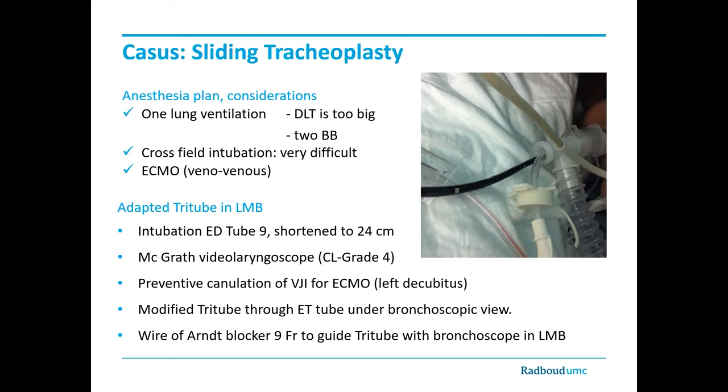But we used an adapted Tritube and avoided the use of ECMO. We first intubated the patient with a size 9 tube and shortened it to 24 centimeters. Because of a known difficult intubation, we used a McGrath video laryngoscope. Then we put an adapted Tritube together with the bronchoscope into the endotracheal tube. In this case, the cuff was reduced and the tip shortened. It was not easy to put the tip in the final destination, the left main bronchus. We had to use the wire of an arm blocker, which was put inside the Tritube, and guide the Tritube with the bronchoscope toward the left main bronchus.